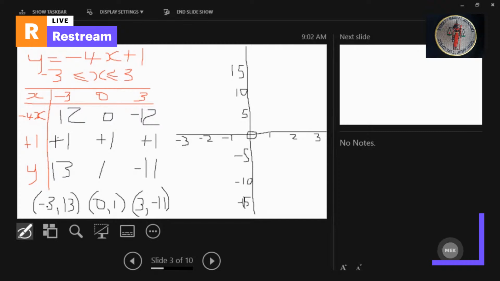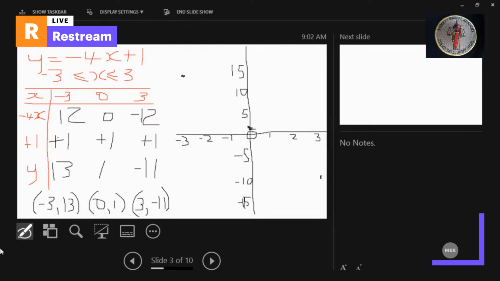So to plot the points, negative 3 to positive 13. Negative 3 on the x, and we go up to positive 13. That's about there, right? Negative 3 to positive 13. 0 to 1. So 0 up to positive 1. And 3 down to negative 11. So 3 on the x, down. So negative 10 is here, negative 11 is about there.